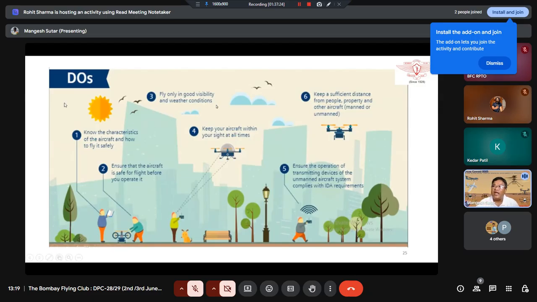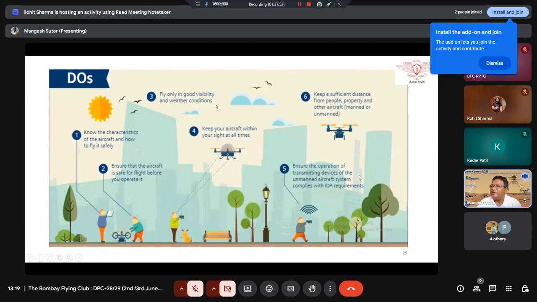Fly only in good visibility and weather conditions. When you are flying the drone, you have to make sure that you have good visibility and good weather. Keep your aircraft within your sight at all times. That is VLOS conditions, visual line of sight. You cannot fly your drone beyond your visual line of sight. In a subsequent slide, we will see what our visual line of sight actually is. I will ask you a question at that point in time.